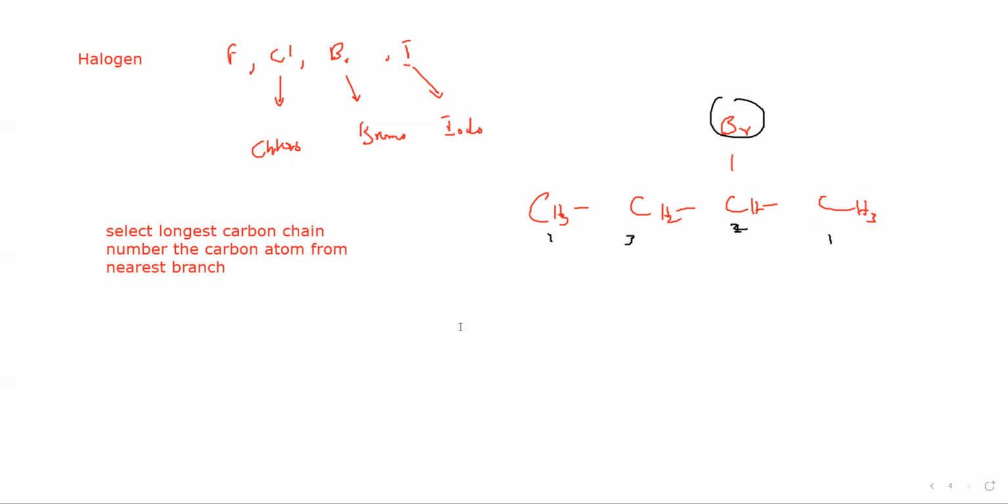So how to name? First name the position of a branch, then the name of the branch, and then the name of the chain. So we have bromine at the second position, so I will say 2. That's the position of the bromine, and bromine is there, so we use the term bromo. If fluorine is there, fluoro; chlorine, chloro; iodine, iodo. So 2-bromo. The position of the branch is 2, and the name of the branch is bromine, that's why I use the term bromo.